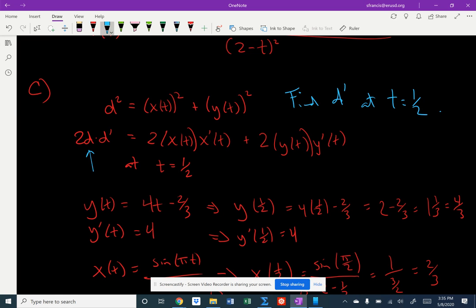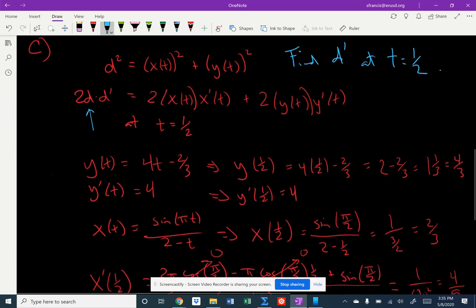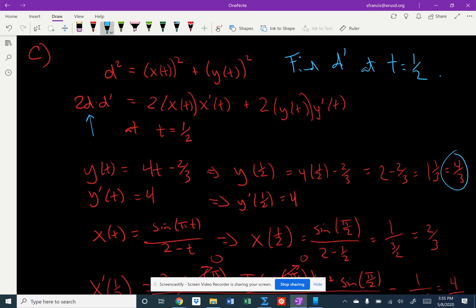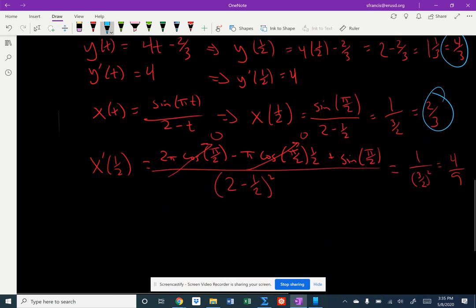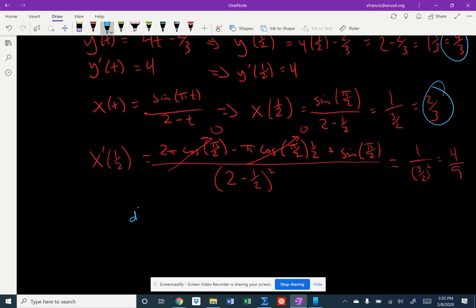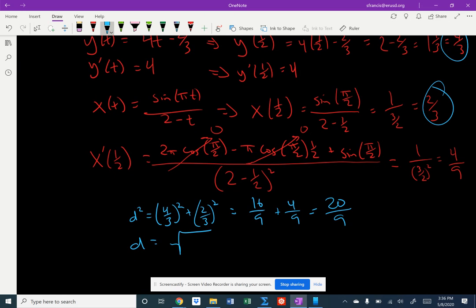We can use the Pythagorean theorem for that. So I got 4/3 for the y coordinate that I got to plug in, and 2/3 for the x coordinate. And so d squared is going to be equal to 4/3 squared plus 2/3 squared, or just 16/9 plus 4/9, which is 20/9. And so d is going to be the square root of 20/9. Wow, that's horrible.